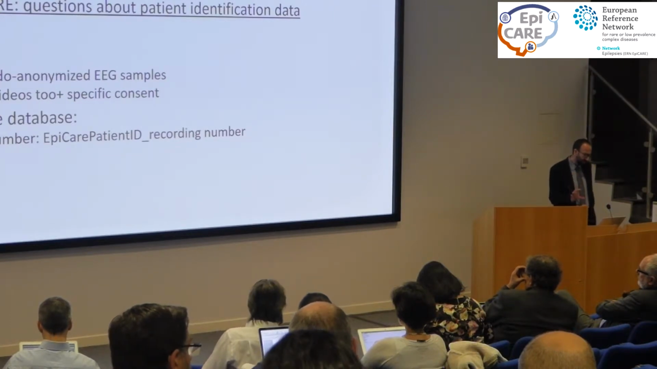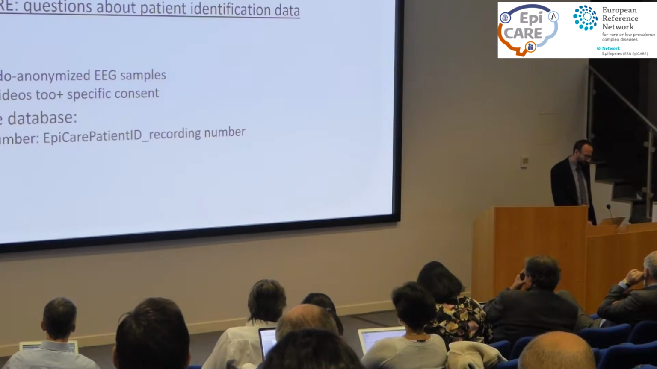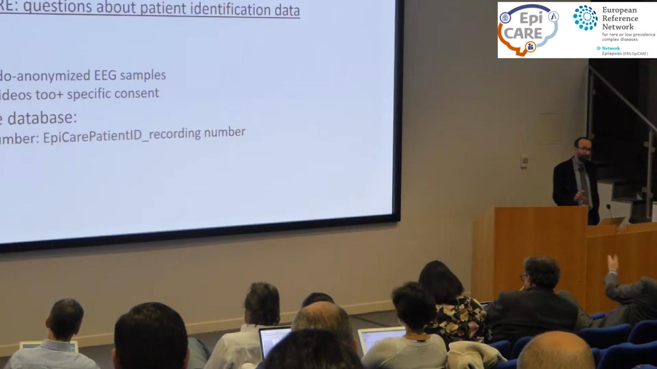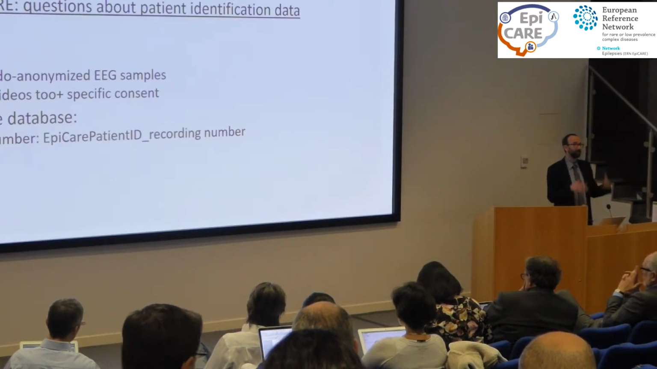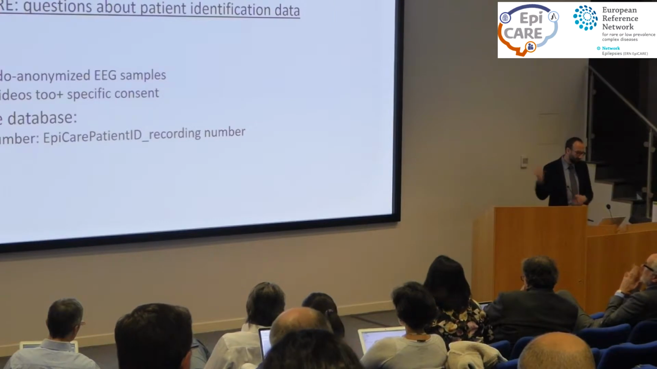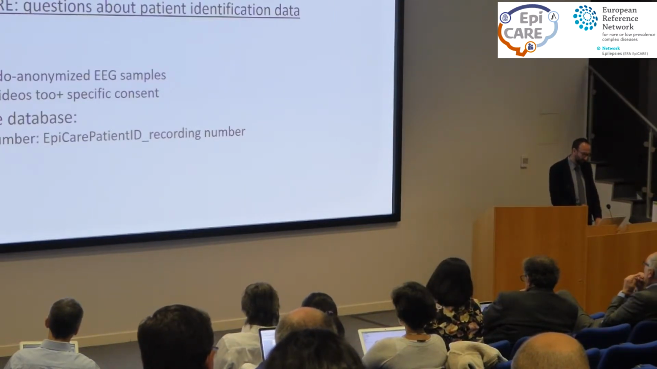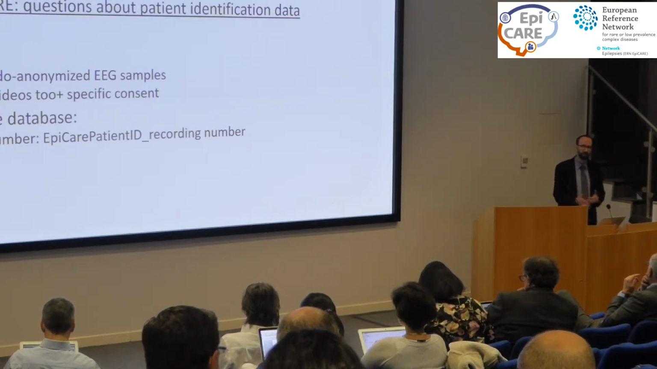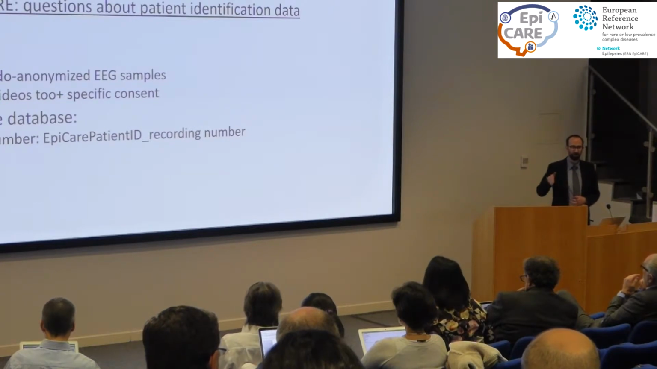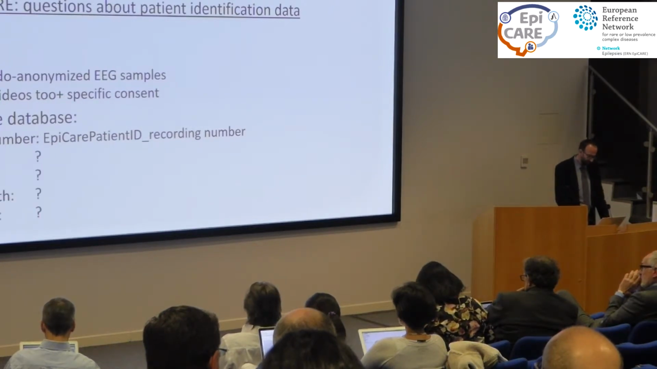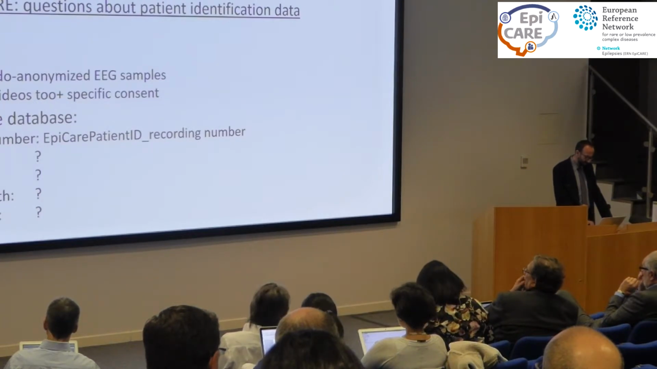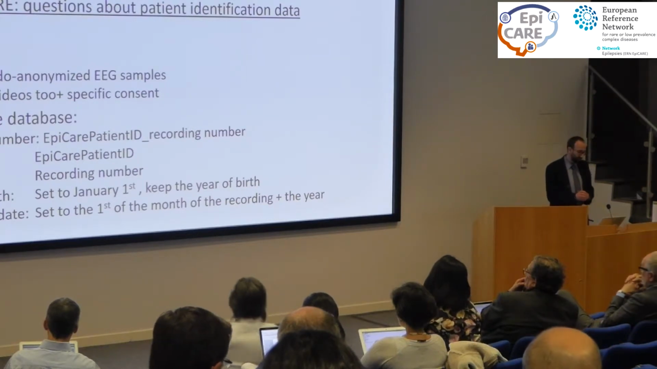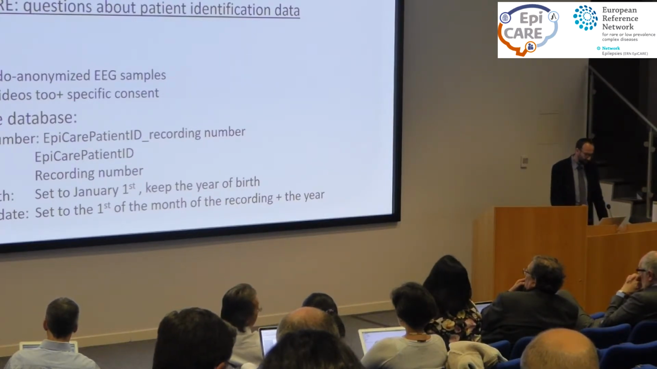Now, each patient in the database has a study ID number, and our suggestion was to compose this from the EpiCARE patient ID, and I understood yesterday we reached a consensus that we will have a registry, so we will use the same patient ID that we will enter in the EpiCARE registry, and then underscore and the recording number, because some patients will have several recordings that we will upload, so this will be 1, 2, 3, and so on. And then there are some other entries in the database, and the suggestion was that for the first name we just put again the EpiCARE patient ID number, and then the last name will be the recording number.